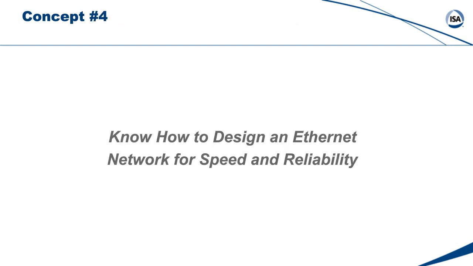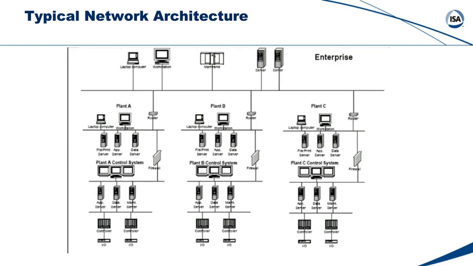This brings us to concept number 4, and that is how to design an Ethernet network for speed and reliability. Shown here is a typical network architecture for a process control system installation. There are 3 plant networks shown: Plant A, Plant B, and Plant C.